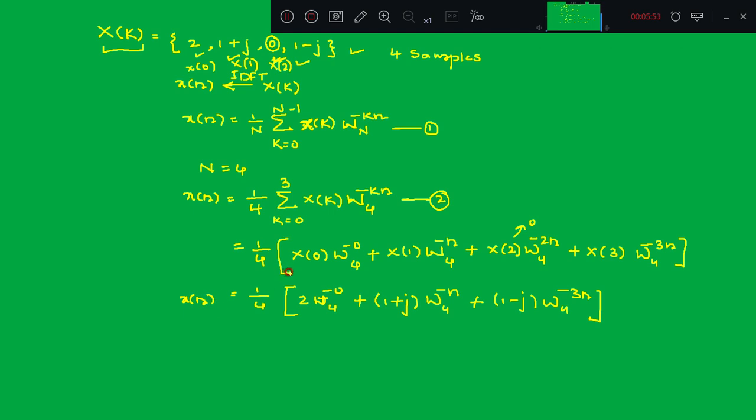In the next slide I am going to rewrite this as it is, so that in a single slide it would be easy to cover all the steps. So here I will write x of n is equal to 1 by 4 into, what is X of 0?